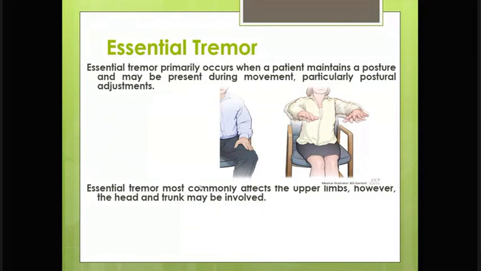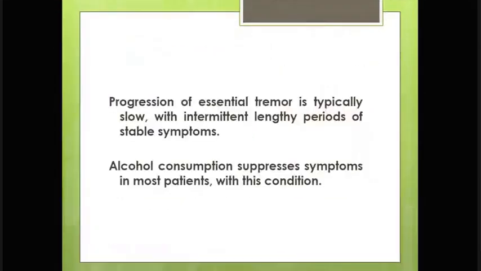Essential tremor most commonly affects the upper limb. However, head and trunk may be involved, but you should remember, essential tremor characteristically does not affect the lower limb. To a large extent, involvement of the lower limb excludes this disease. Progression of essential tremor is typically slow, with intermittent, lengthy periods of stable symptoms. Alcohol consumption suppresses symptoms in most patients with this condition. This is a very common problem.